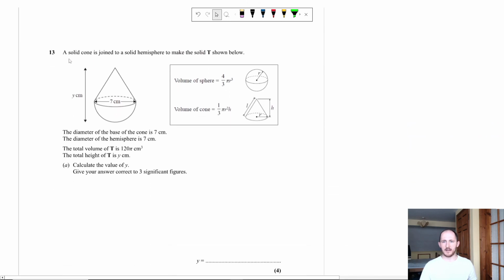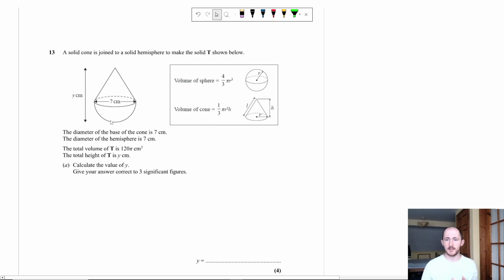Okay, so now we have a cone joined to a hemisphere to make some kind of weird upside down ice cream looking thing. The diameter of the base is 7. Diameter of the hemisphere is also 7, of course it is. The total volume of T, which is the whole solid here, is 120 pi. Total height is y. Calculate the value of y. So this actually isn't too bad. Look at the information that they've given us. They've given us a total volume, and they're saying the height is y. So here is what I'm going to do.